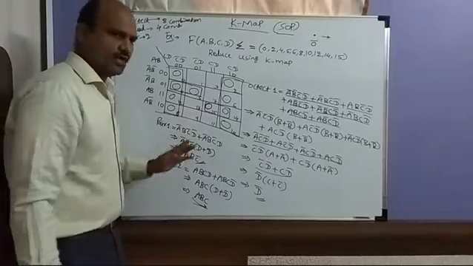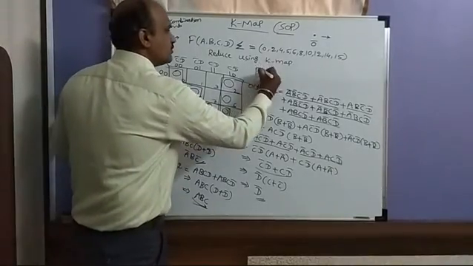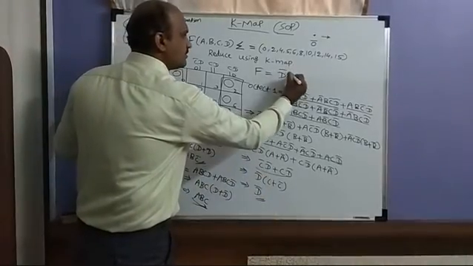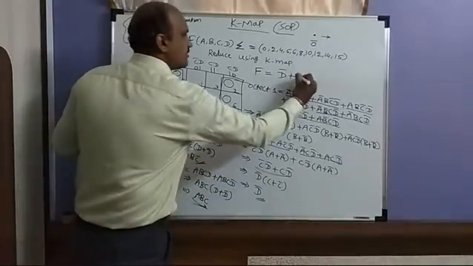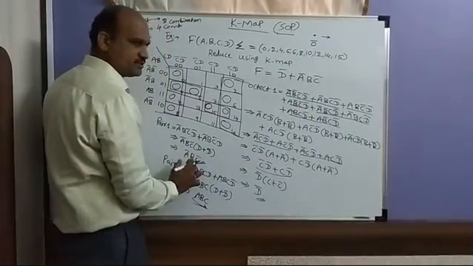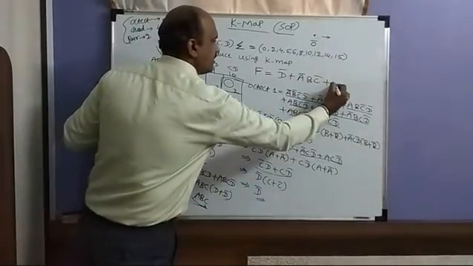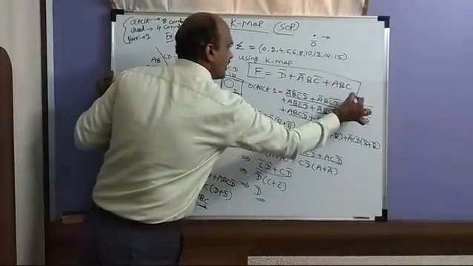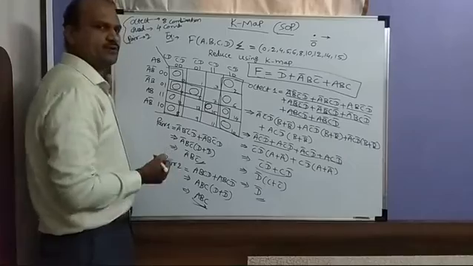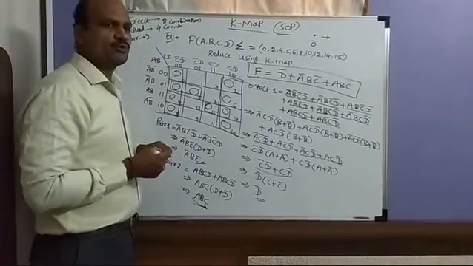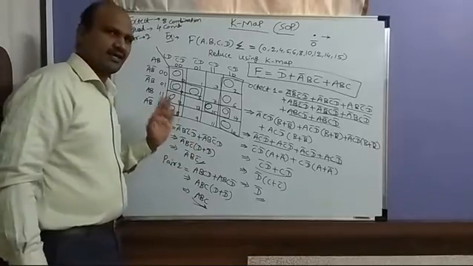Finally, what you should write? F is equal to, this is the final expression, F is equal to D bar plus A bar, B, C bar plus A, B, C. This is the reduced final expression. Okay, understood? So this is how you have to do the 4 variable K-map.